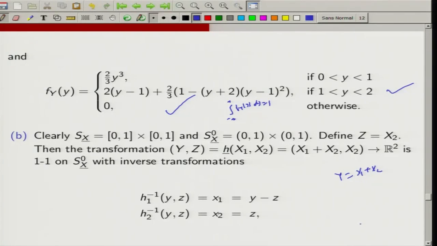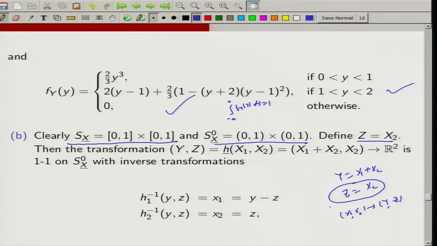For that, I define another variable Z, which is X2, so that the transformation from (X1, X2) to (Y, Z) is 1-1. To make this transformation 1-1, I have to define another variable Z, which is X2. In place of X2, I could have put Z as anything else, and you will still get the same answer. So, clearly S_X is (0,1) cross (0,1), S_X0 is (0,1) cross (0,1). I define another variable Z = X2. Then the transformation h(Y, Z), which is h of (X1, X2) = (X1 + X2, X2) from S_X0 to R2, is 1-1 on S_X0.